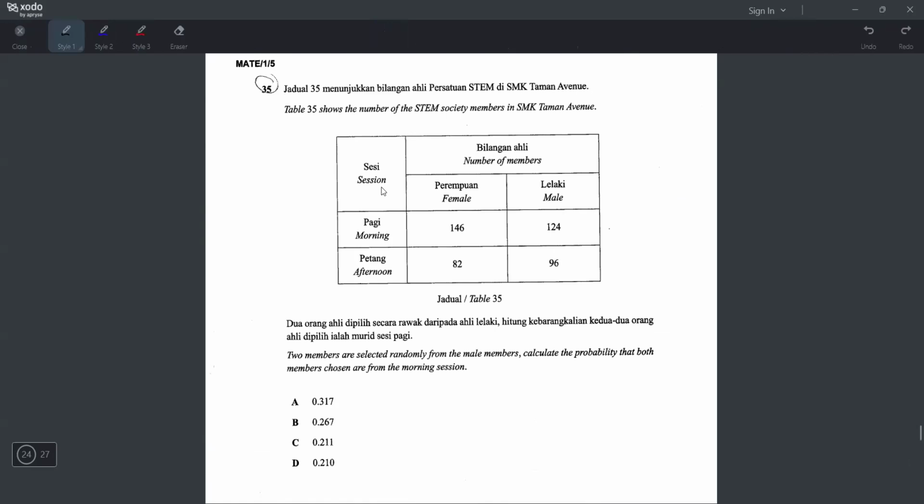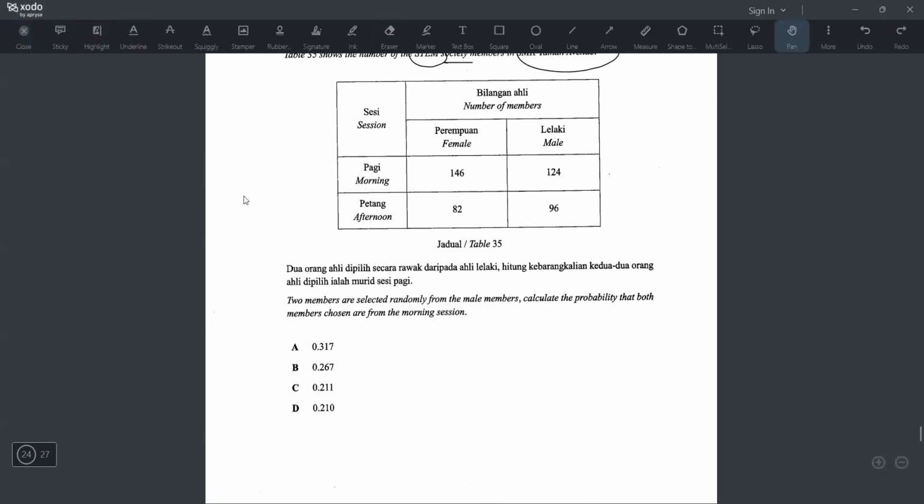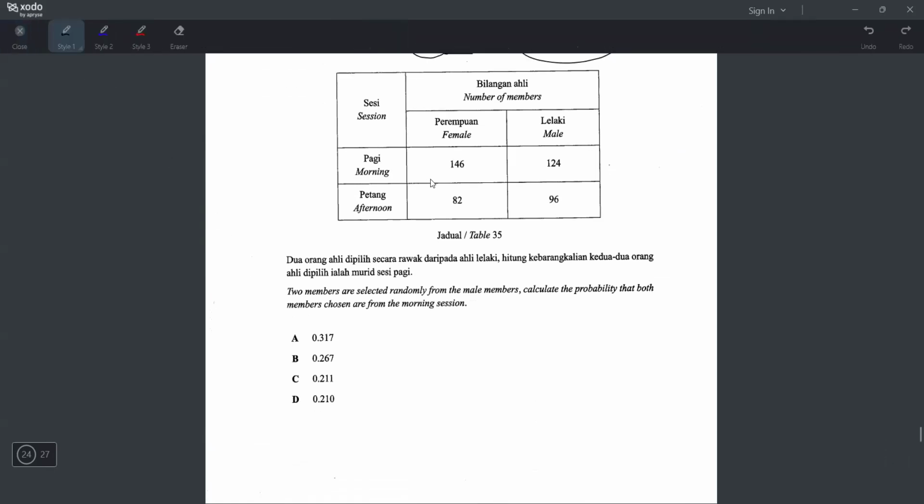Okay, we are at question 35 now. Let's read. Table 35 shows the number of STEM society members in SMK Taman Avenue. Okay, nothing important here. Just skip it. Okay, so we have morning session, how many females, the number of males, afternoon how many males, females. Okay, alright. Two members are selected randomly from the male members. So I will just bullet the male here. So select two members. Calculate the probability that both members chosen are from the morning session.